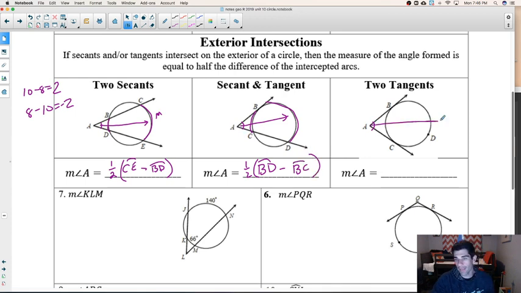And then this one, again, do the same thing, except, well, this one looks the weirdest. The larger one is right here, and then the smaller one is right there. So two tangents, you're going to be dealing with the whole circle, but you're still using the same formula. So the larger one here was that major arc BDC, and then you're going to subtract from it that minor arc of BC. That's how it works. So let's do a couple practice problems to make sure we got it.